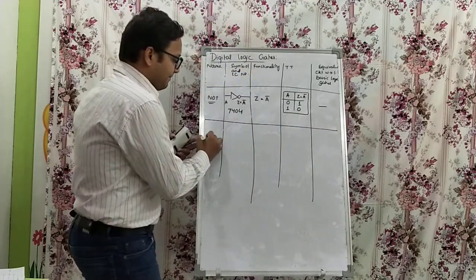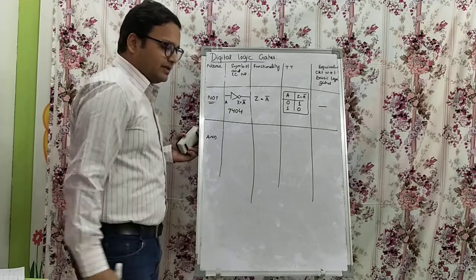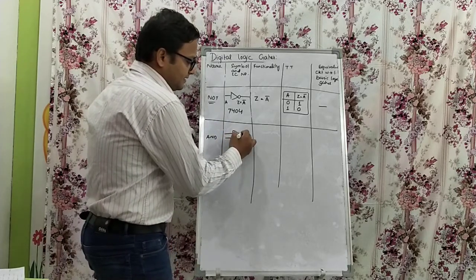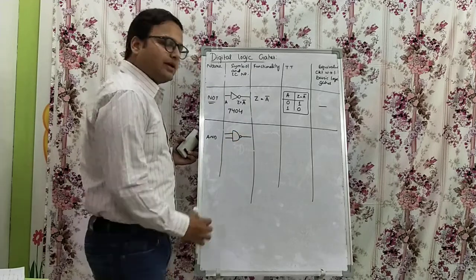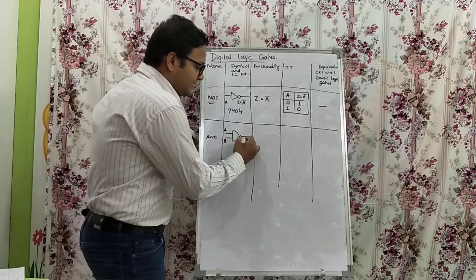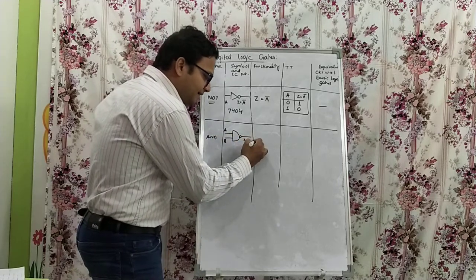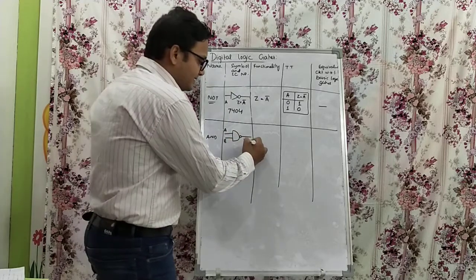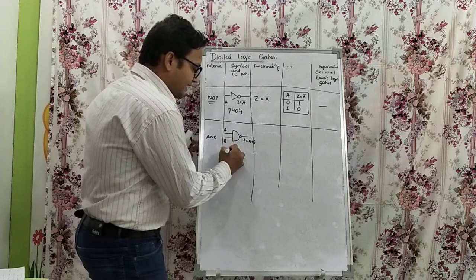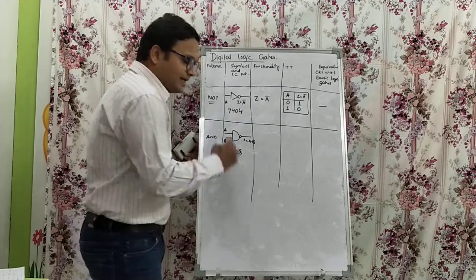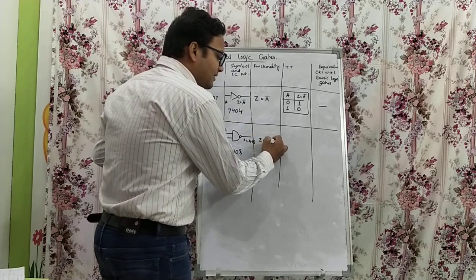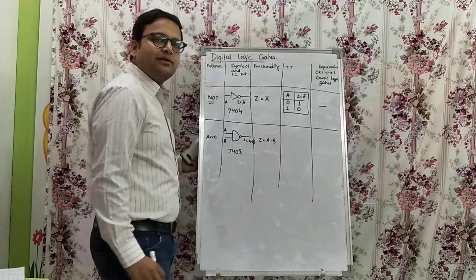Then the AND gate. This is my symbol of the AND gate, where there are 2 inputs A and B. Output Z is A and B. Dot is the operator, which is logical AND, and the IC number is 7408. Functionality, obviously it's the logical AND, Z equal to A and B.